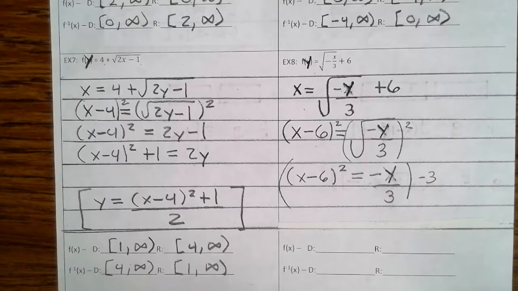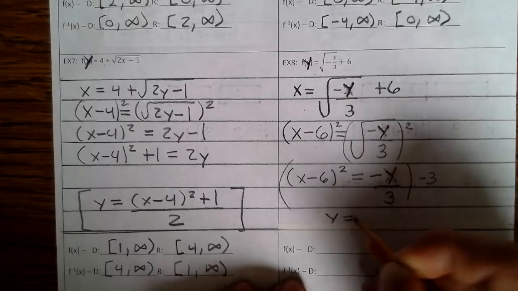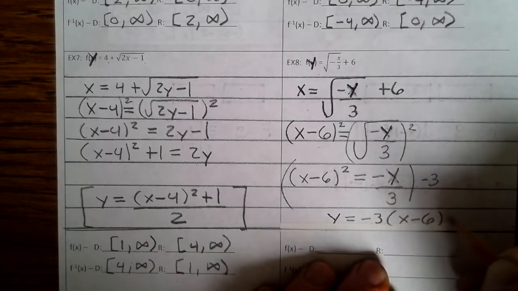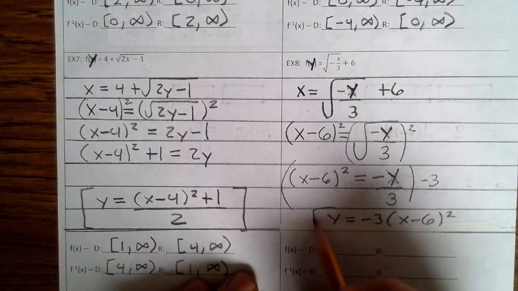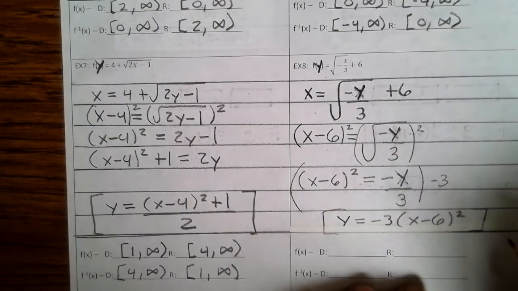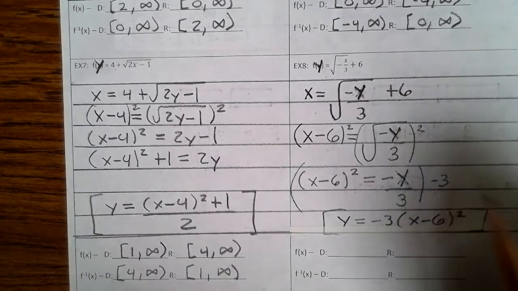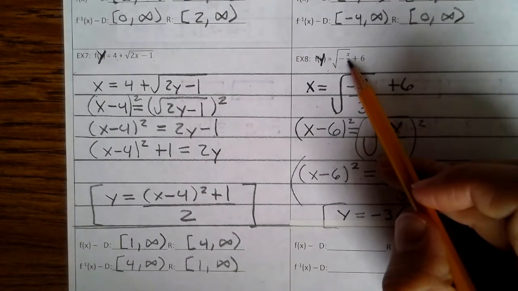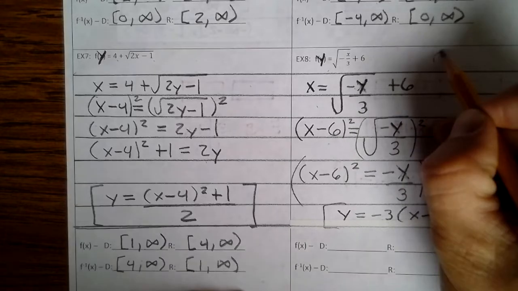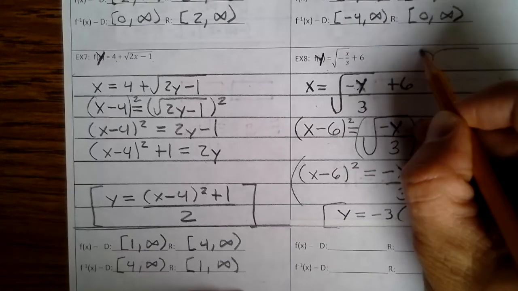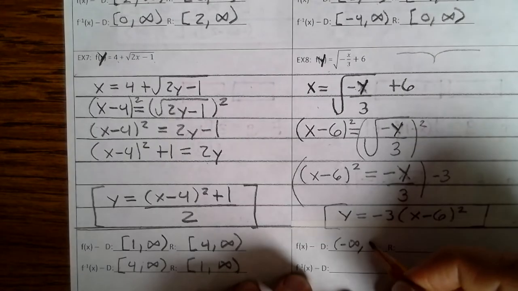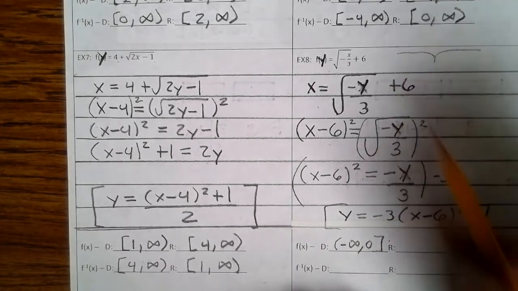Okay? Now domain, let's go back to the original function. Now this gets complicated. The negative x means it reflects over the y axis. So it was here. Now it's going to go like this. Okay? So now the domain is from negative infinity to 0 bracket. And the range went up 6, so it's bracket 6 to infinity. And then the range becomes domain, bracket 6 to infinity, and domain becomes range, negative infinity to 0 bracket.